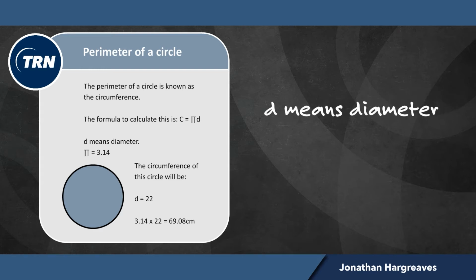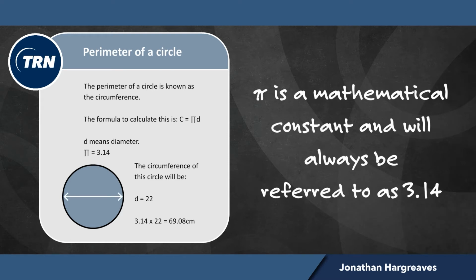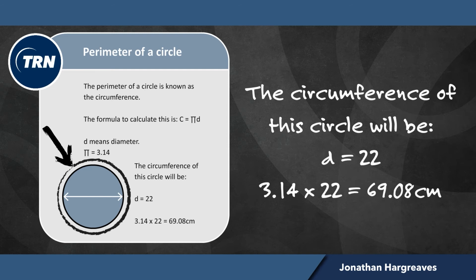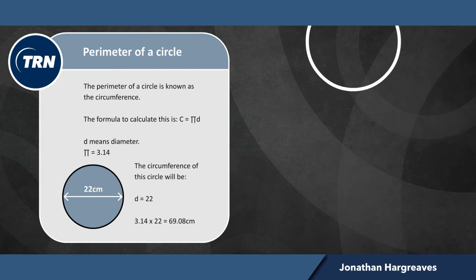D is the diameter, and a diameter works from one side of a circle to the other whilst passing through the centre. Pi is a mathematical constant and will always be referred to as 3.14. So in our example, the circumference of this circle will be 22 times 3.14, or D times pi, which equals 69.08 centimetres. So let's have a look at that and work it out ourselves.